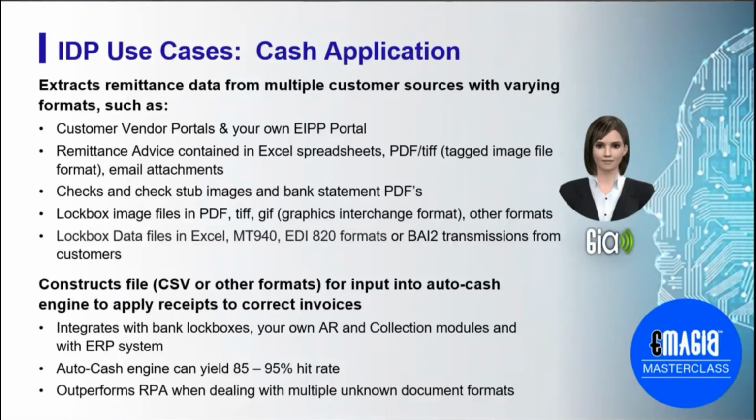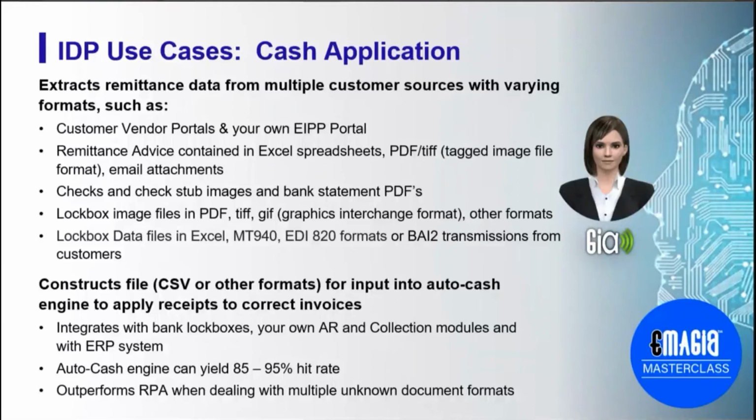And again, it comes from all sorts of different sources. Customer vendor portal, your own EIPP portal, remittance advice that comes in all different formats, an Excel spreadsheet, PDF, TIFF file, GIF file, images from the bank statements, lockbox images, lockbox data files, EDI 820. I mean, a host of different formats. And IDP can handle them all. And with the machine learning, it gets better at it.